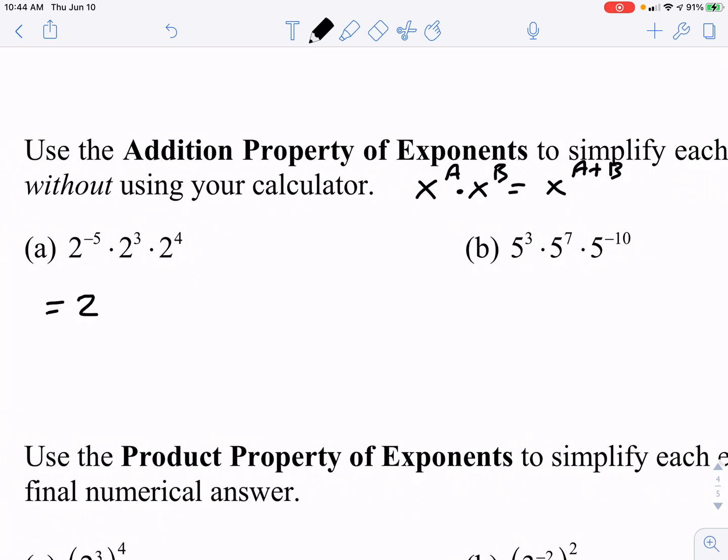So this is really 2 to the negative 5 plus 3 plus 4, which is actually negative 5 plus 3 is negative 2, excuse me. Plus 4 is positive 2. And 2 squared, of course, is 4.